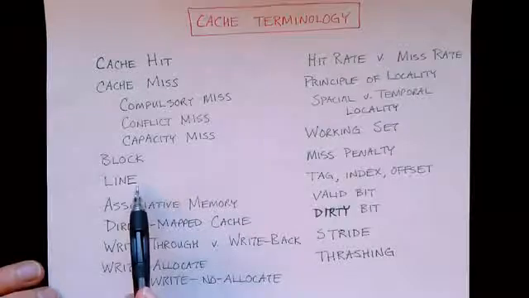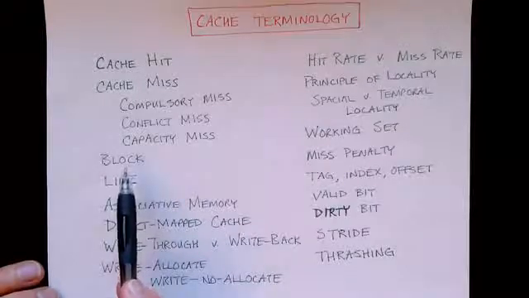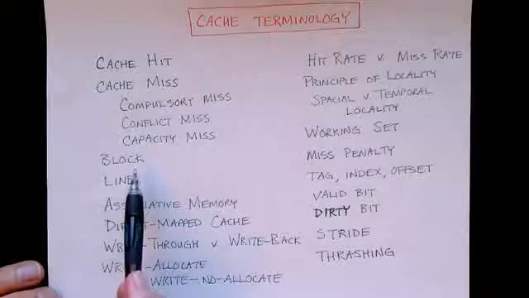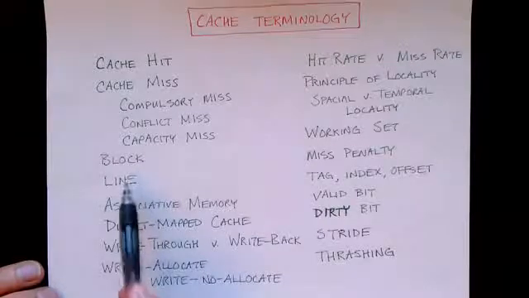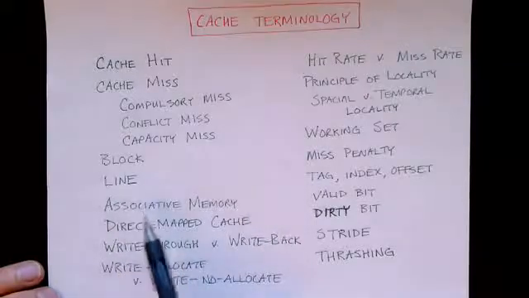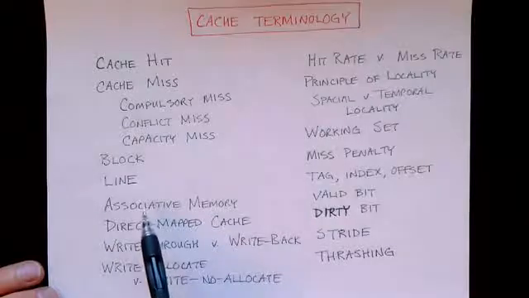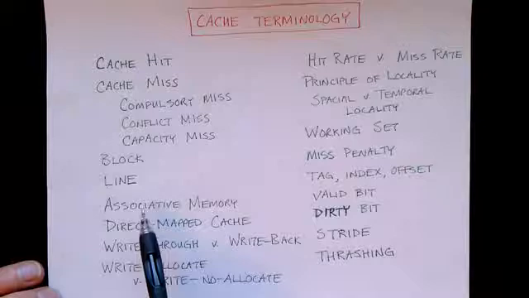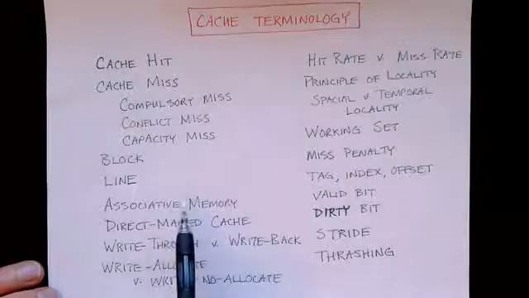So the line is bigger than the block because the line contains a block of data as well as tag and other information. When we talk about the size of caches, we talk about the amount of block data that's in the cache. The tags and other bits are not included. We talked about associative memories in general, and we saw how we could use an associative memory to build a fully associative cache. That's not ideal, but that was our first step at looking at caches.